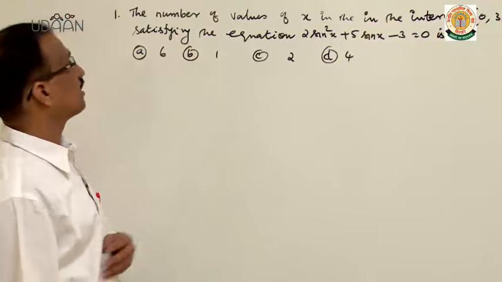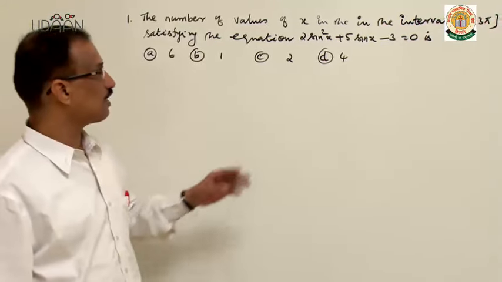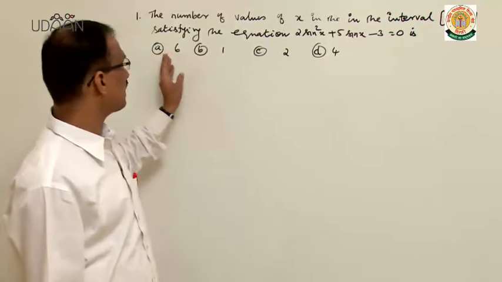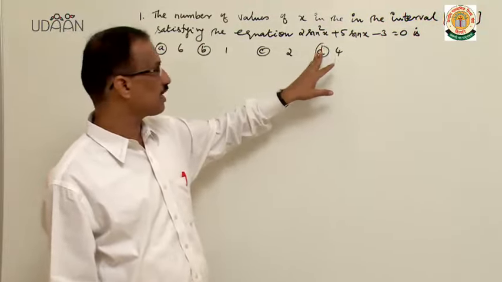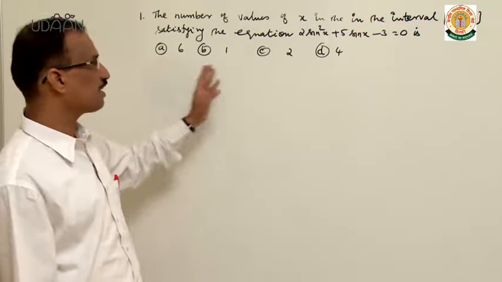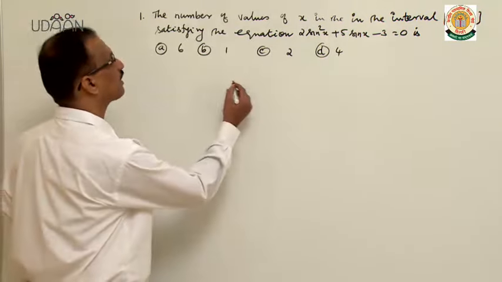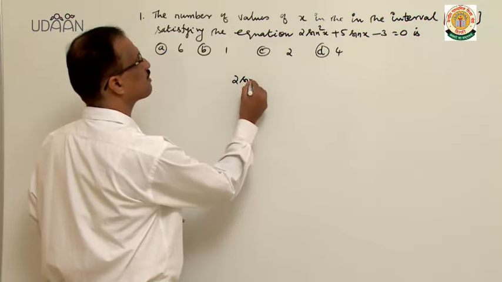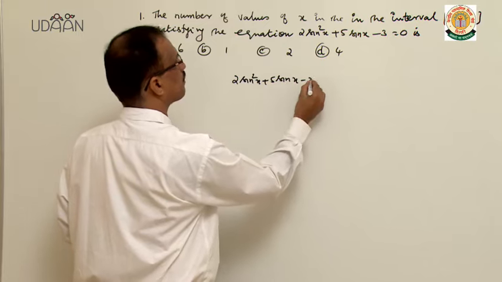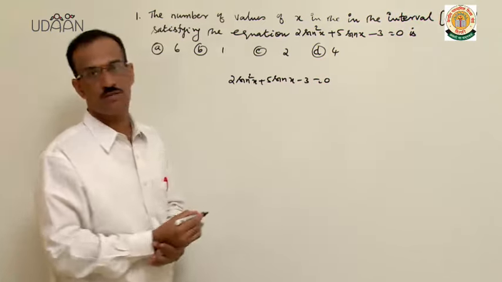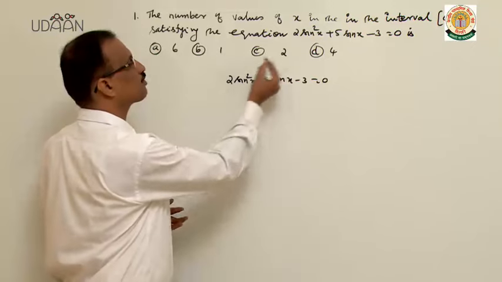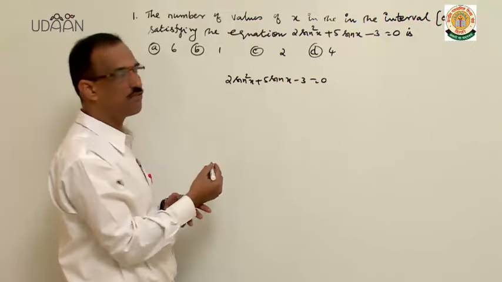Today we will be discussing some more trigonometric equations, how to solve them. Now here the question is: the number of values of x in the interval [0, 3π] satisfying the equation 2 sin²x + 5 sin x − 3 = 0 is, these are the options. So we are given the equation 2 sin²x + 5 sin x − 3 = 0. Now this one we can factorize. The product should be −6 and the sum is 5.